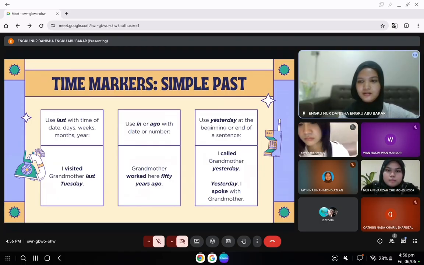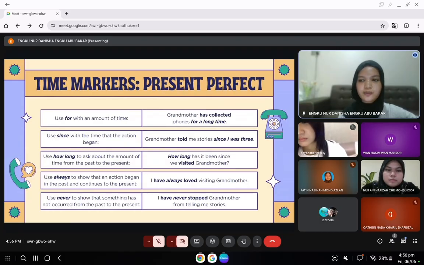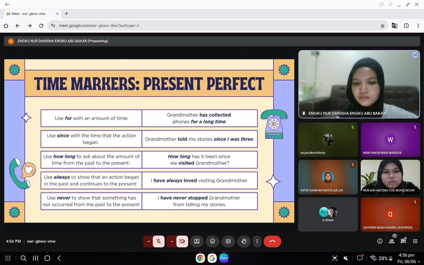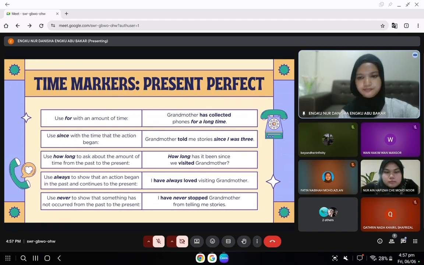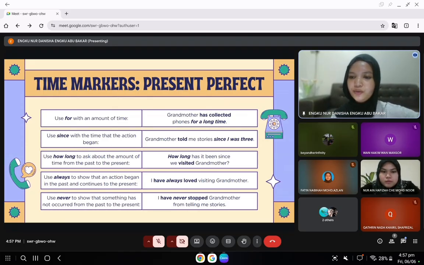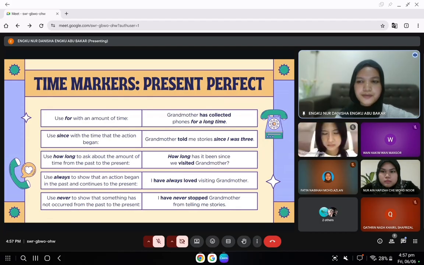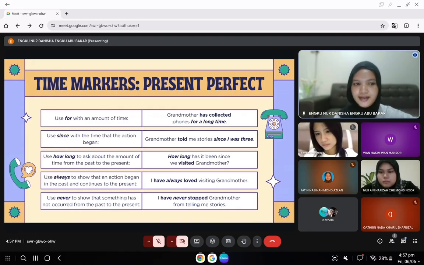Okay, so the time markers for present perfect, there are a lot. The first example is we use for with an amount of time. So, grandmother has collected phones for a long time. We know that it is a present perfect sentence because of the use of the word for. Next, we can also use since with the time that the action began. So for example, grandmother has told me stories since I was 3.